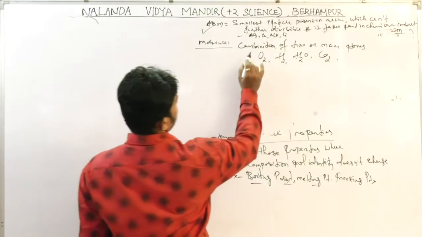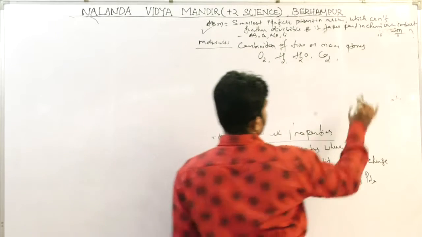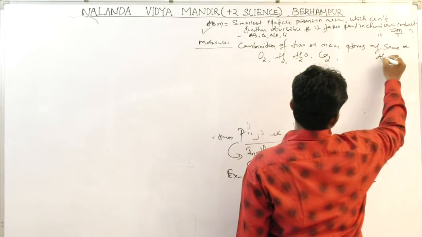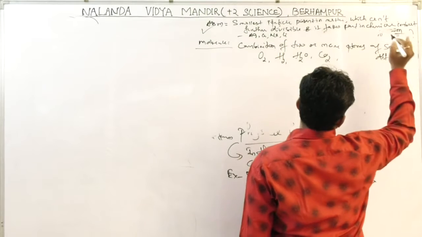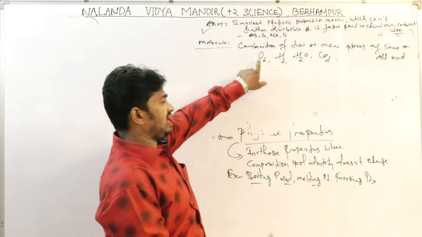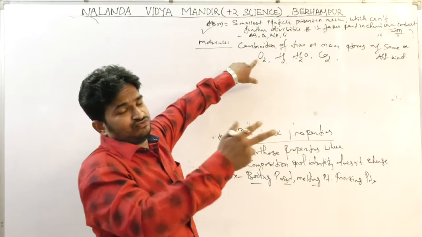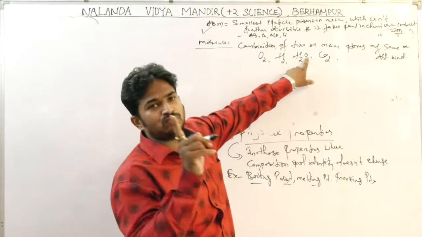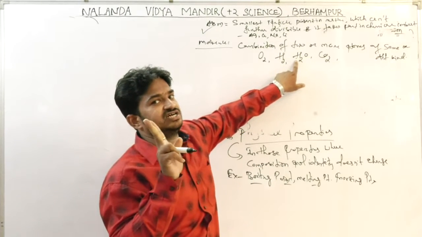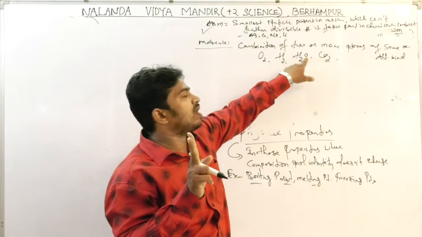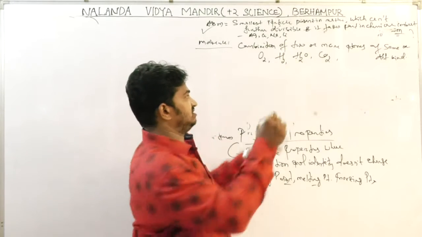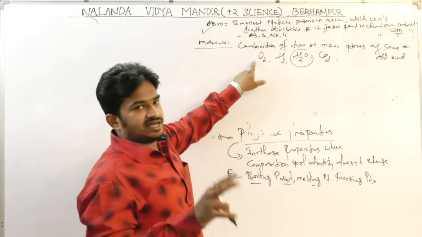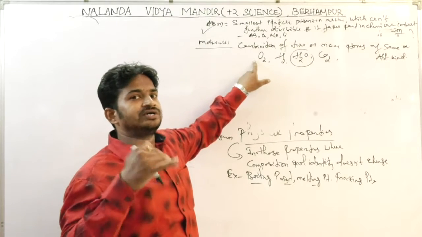And compound means the combination of two or more atoms of same or different kind. It means either two atoms of the same kind combine to form a molecule, or two different kinds of atoms. Here in a water molecule, one oxygen atom and two hydrogen atoms are there. Listen carefully, my dear students. One oxygen atom and two hydrogen atoms. So a molecule can be formed by the combination of either the same kind of atoms or different kinds of atoms.